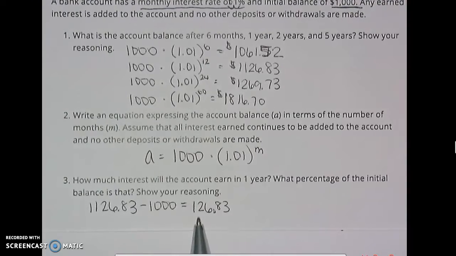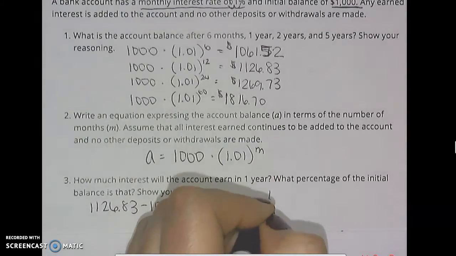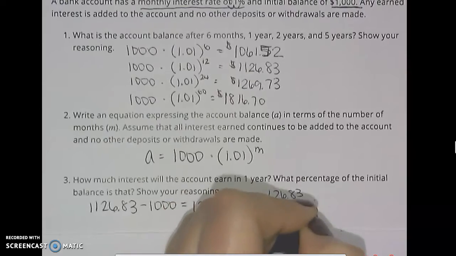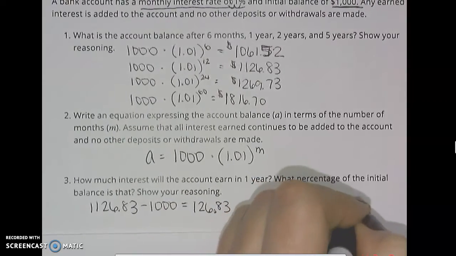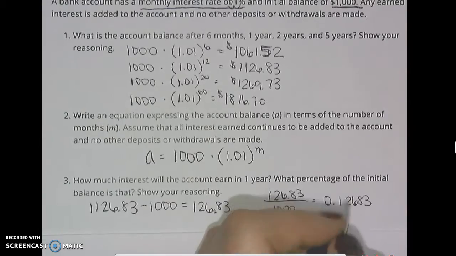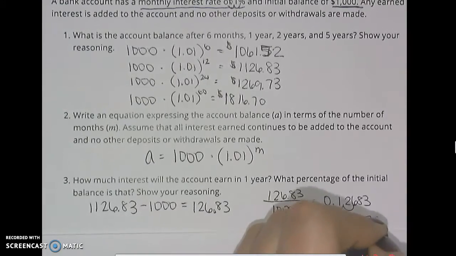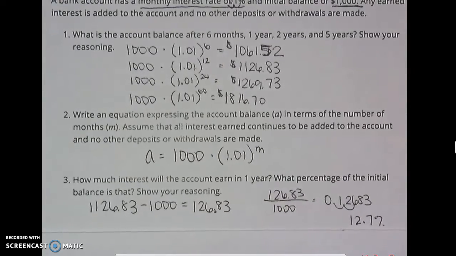So what percent of the original money is that? We would take that amount and divide it by the $1,000 we started with, which gives us 0.12683. That's not our percentage though. What do we have to do to get back to the percent? Well, we're going to have to move this 2 spaces over. So this would be 12.7% if you round that. You could also say 12.68% and be okay.